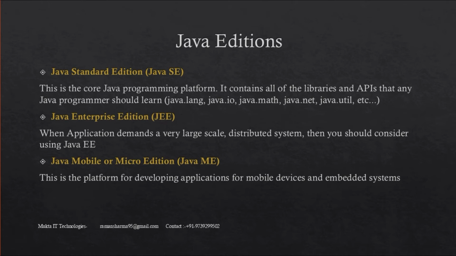On top of the Standard Edition, there is the Java Enterprise Edition. When we are talking about web applications, large scale applications, and distributed applications, then we will consider Java Enterprise Edition, or in short, we call it JEE. Next is Java Mobile or Micro Edition. This is a subset of Java Standard Edition, and it is basically used to develop applications for mobile devices and embedded systems.